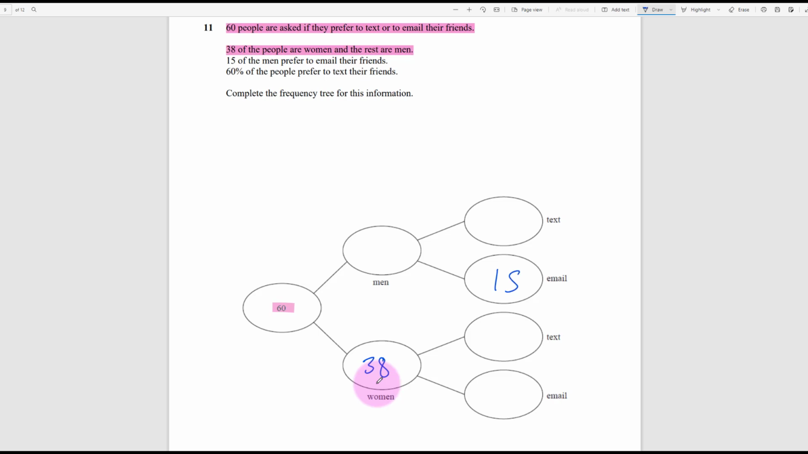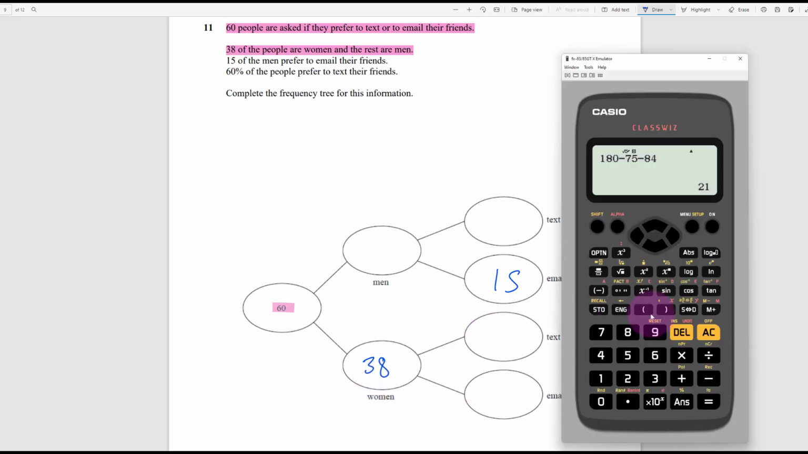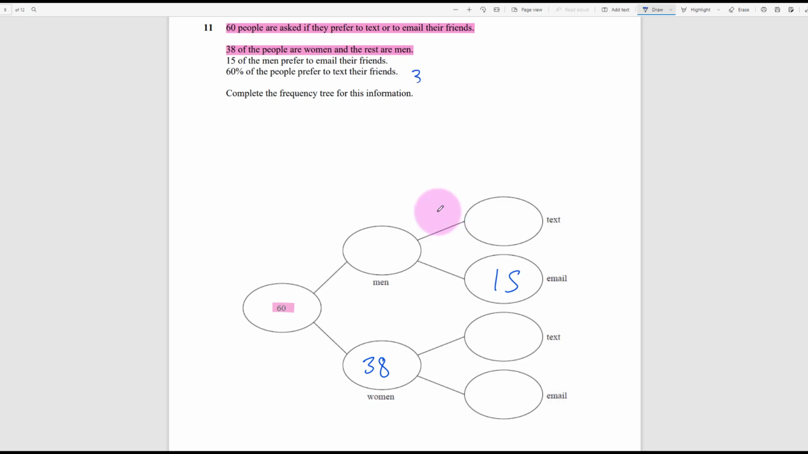60% of the people prefer to text their friends. So let's work out that stage. It is a calculator paper, so 60%. So of the people, I think that means do 60 shift percent times 60, 36, or you could just do 0.6 times 60. So we know 36 people prefer to text their friends.